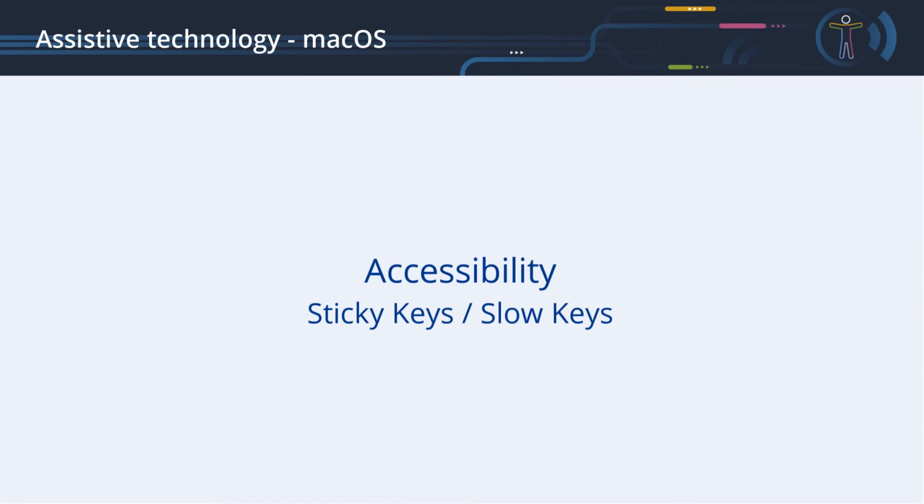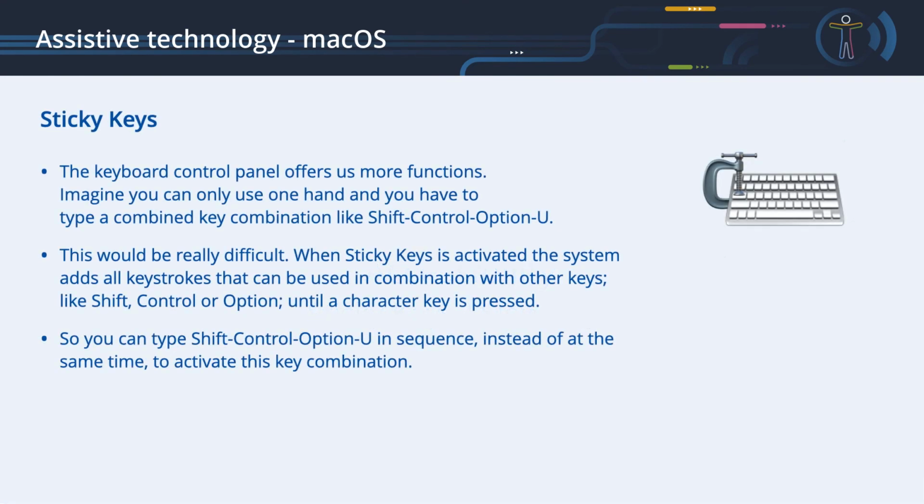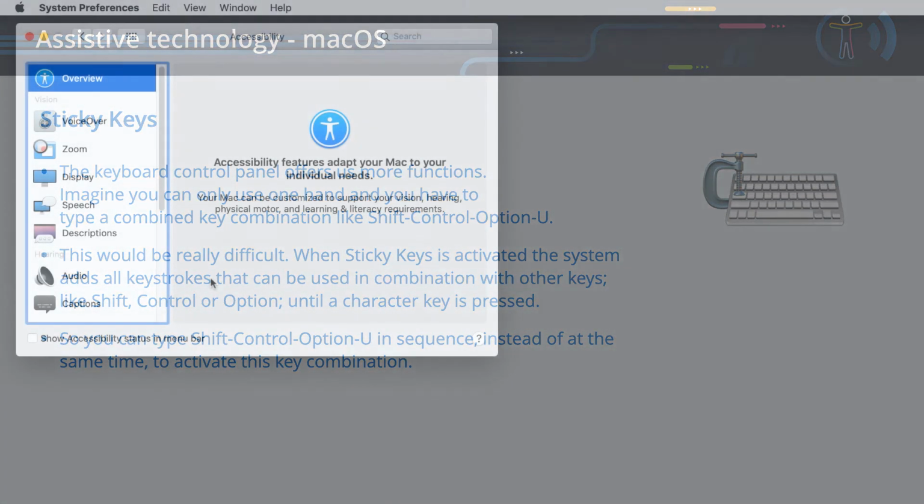Sticky keys and slow keys. The keyboard control panel offers us more functions. Imagine you can only use one hand and you have to type a combined key combination like Shift, Control, Option, U. This would be really difficult. When Sticky Keys is activated, the system adds all keystrokes that can be used in combination with other keys, like Shift, Control, or Option, until a character key is pressed. So you can type Shift, Control, Option, U in sequence instead of at the same time to activate this key combination. Let's try this.